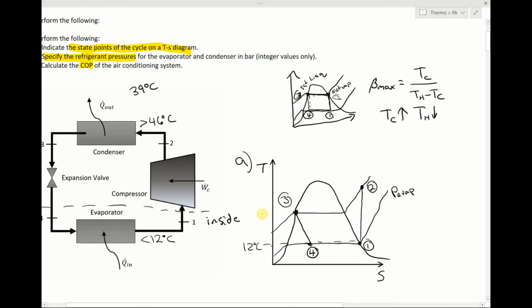For the condenser, it's the opposite. So we know our condenser pressure has to operate in such a way that our temperature is greater than 46 degrees Celsius, so we can't bring it anywhere below the line. However, to have our system operating as efficiently as possible, we're going to want to bring it as far down to this line as possible. So we're going to try to run it as close to 46 degrees Celsius as possible.